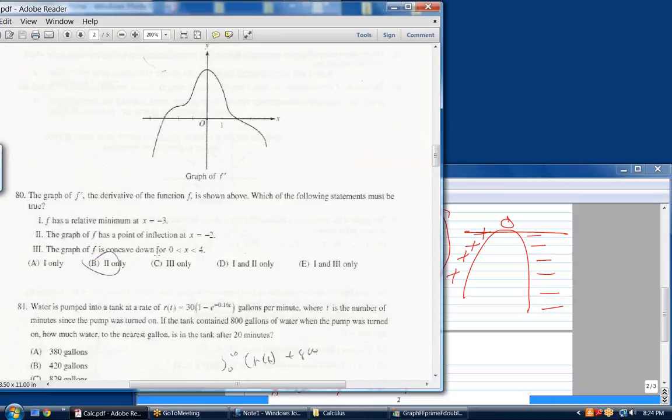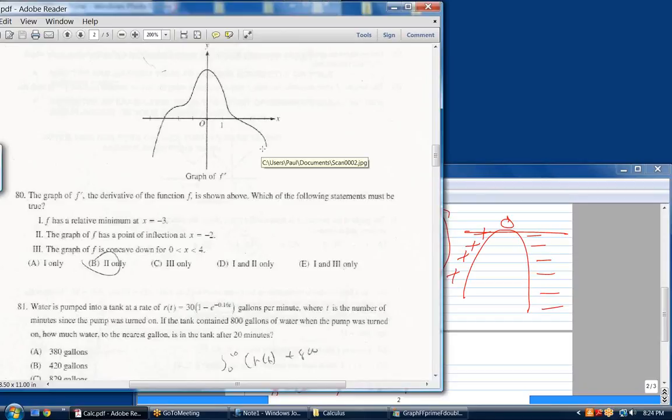3, the graph of f is concave down from 0 to 4, from here to here. Well, what do we know about concave down? Concave down is when the second derivative is negative. When the second derivative is positive, it's concave up. When the second derivative is negative, it's concave down. What is the second derivative between this point and this point? Is it positive or negative?